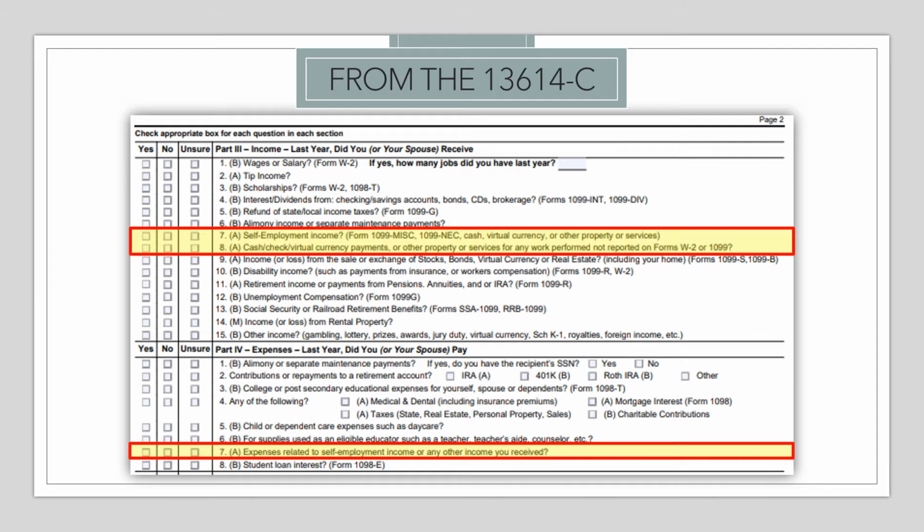And so we need to be working together to help them be able to report their income in an accurate way. And then along with the income side of being a self-employed individual, there is also an expense side to that. And so question 7 in part 4 for the expenses is about expenses related to self-employment income or any other income received. So these can all be starting points and talking points when we have this discussion and interview with our taxpayers.